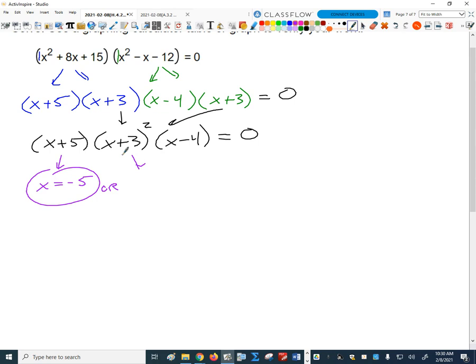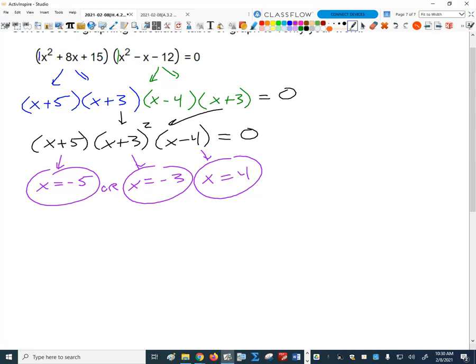Right? Which I can see here. What's the solution of when is x plus 3 squared equal to 0? When x equals -3. When is x minus 4 equal to 0? When x equals 4. So we get 3 solutions from this.